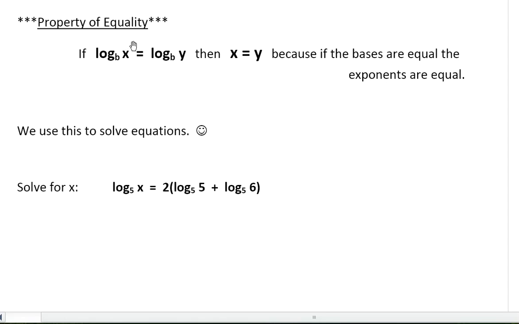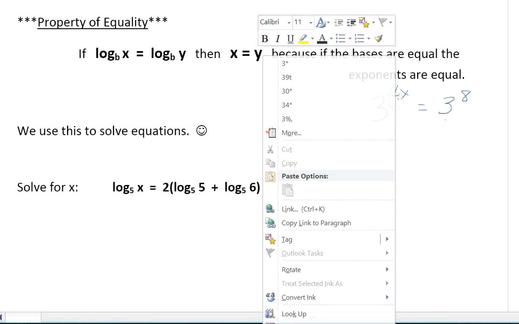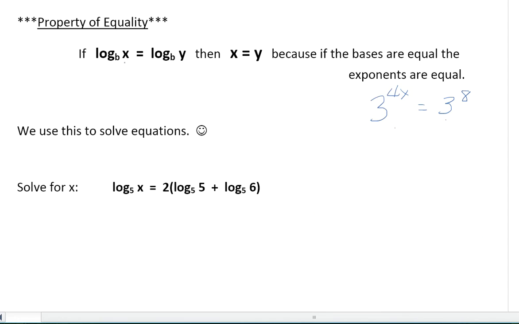Now this is familiar because the property of equality comes from the fact that if the bases are the same, the exponents are equal. And we learned that when we did problems like, if we had 3 to the 4x power equal to 3 to the 8th power, when the bases were equal, the exponents were equal. So this is referring to that. That's where it comes from. Here, the bases are equal. Therefore, this part is equal to this part. So we pull them out, we set them equal, and we solve.